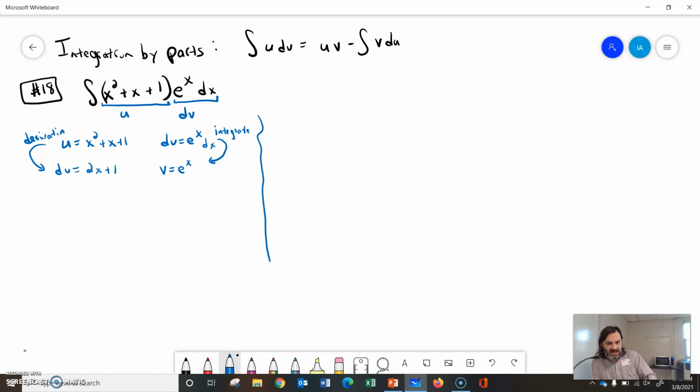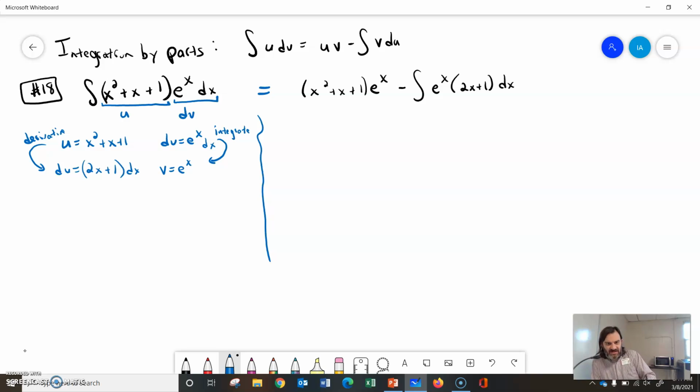Okay, so let's write this out. So what do we have? We have that our integration will equal uv. Well, u is x squared plus x plus 1, and that'll be times v, which is e to the x, minus the integral of v, which is e to the x, times du, which is 2x plus 1, and there should be a dx there with it. Sorry.